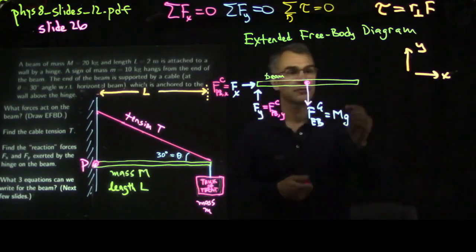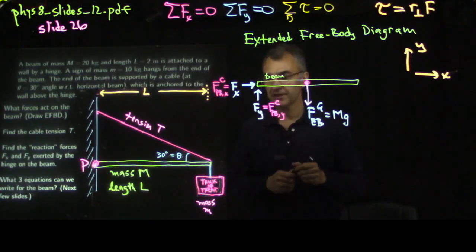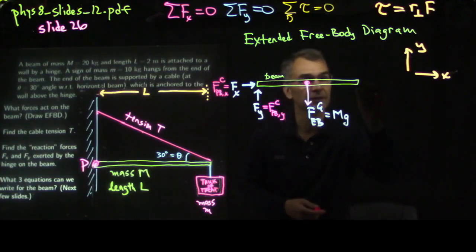We need two more forces. First is the contact force by the sign, really the cable that holds the sign, on the beam. Let's just call that the contact force by the sign on the beam.